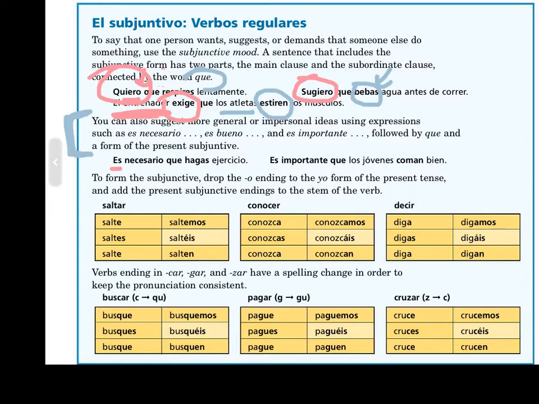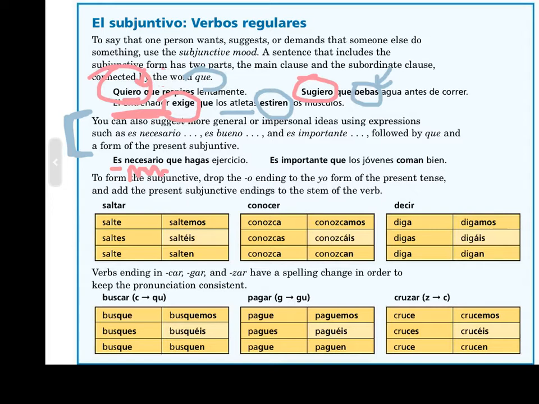Necesario is an adjective. I'm just going to do a little squiggly. See if it'll let me do a little squiggly line. Es necesario que hagas ejercicio. So who's doing the exercise? It's in tú form, so it's necessary that you do exercise. Okay, and again we have que in the middle as our glue between the indicative phrase.